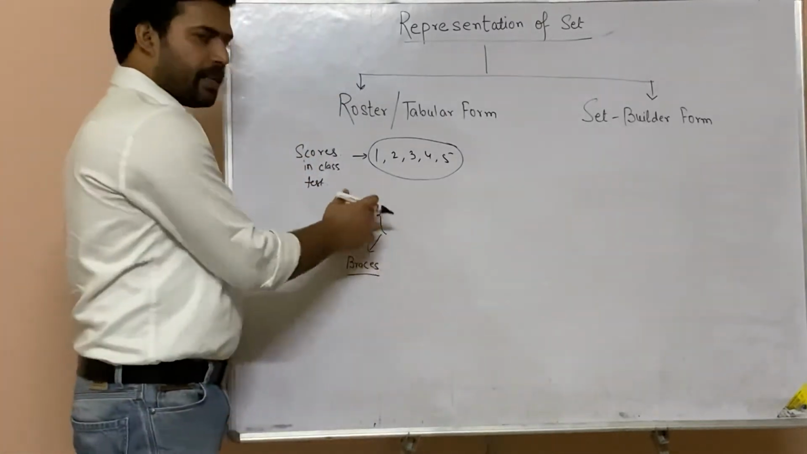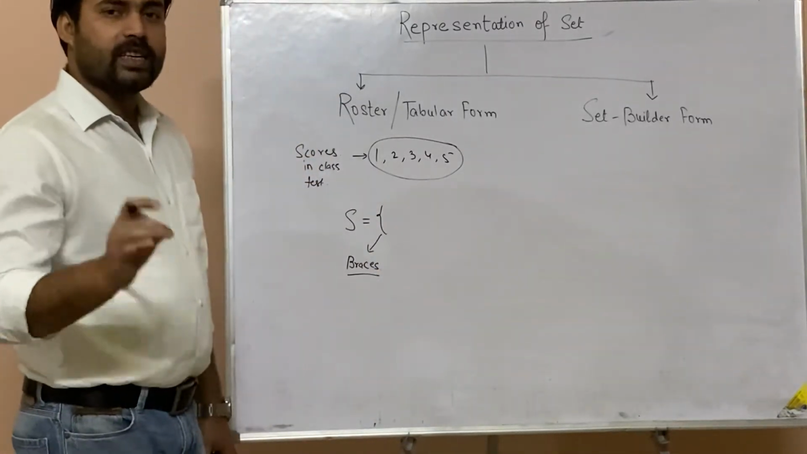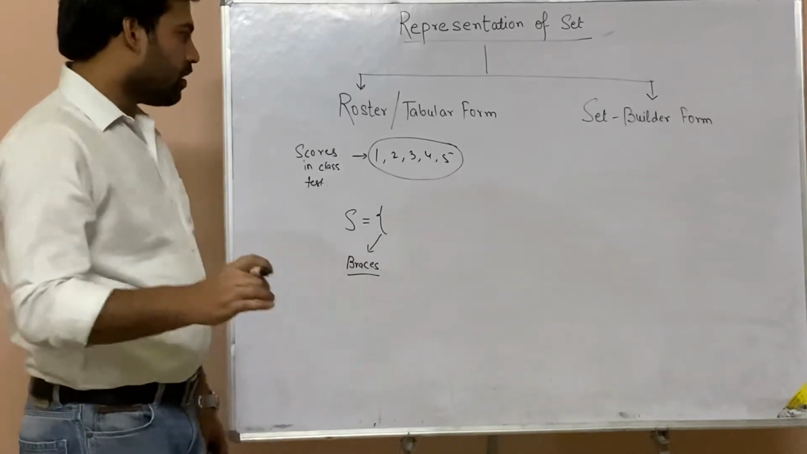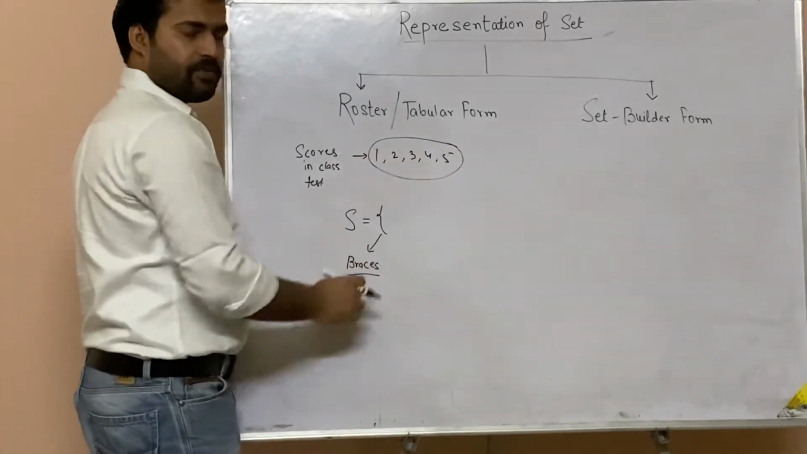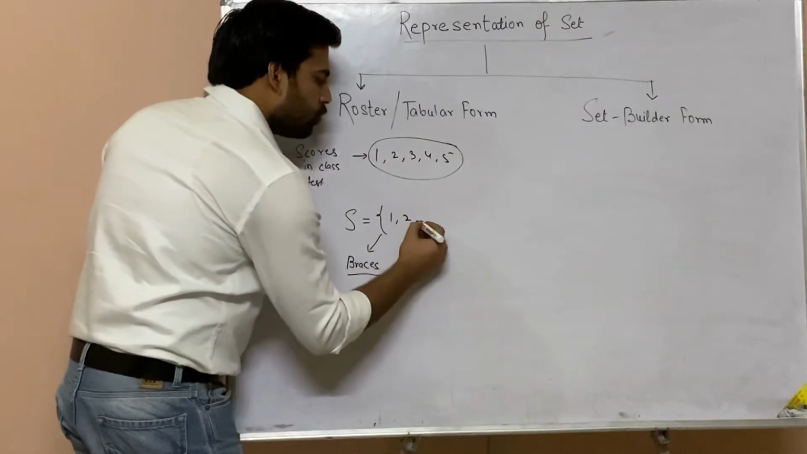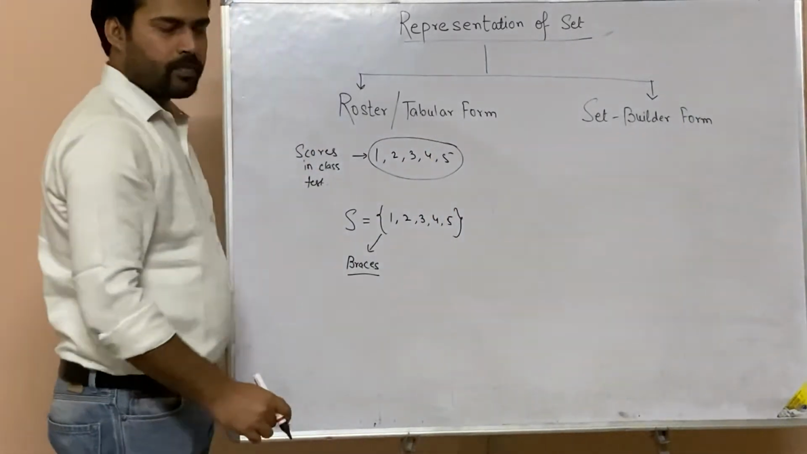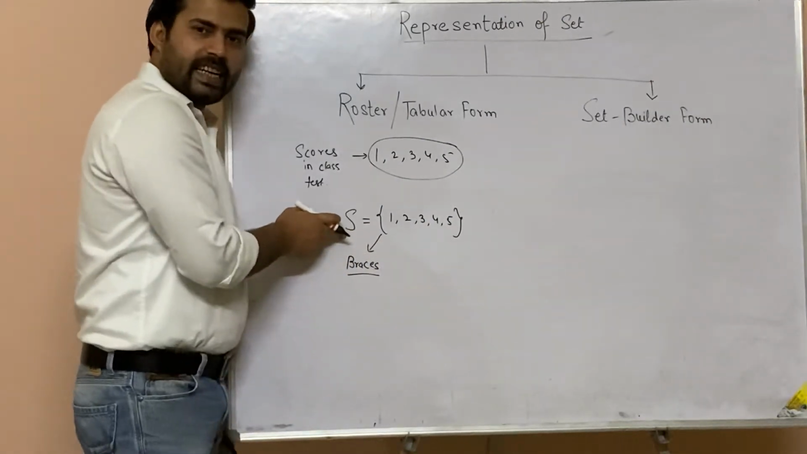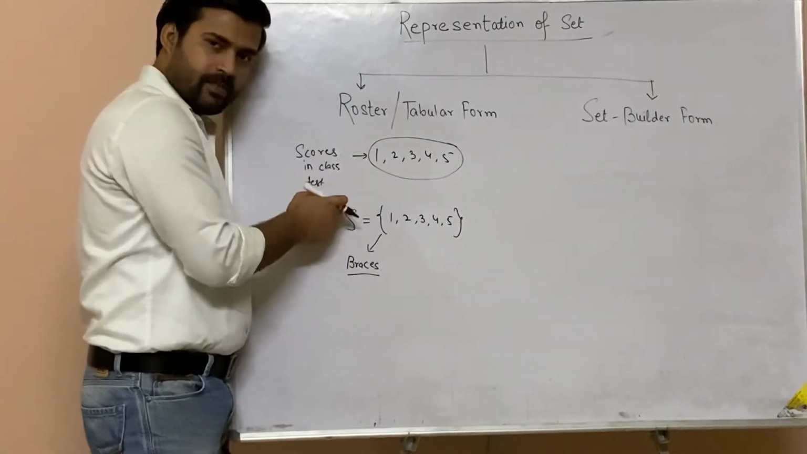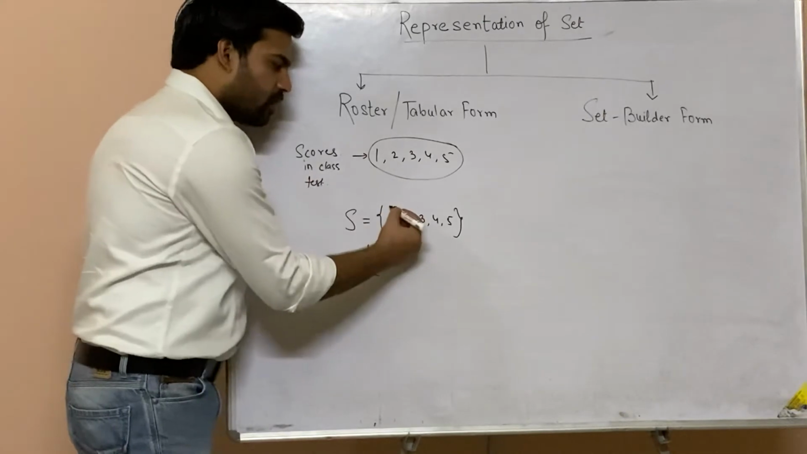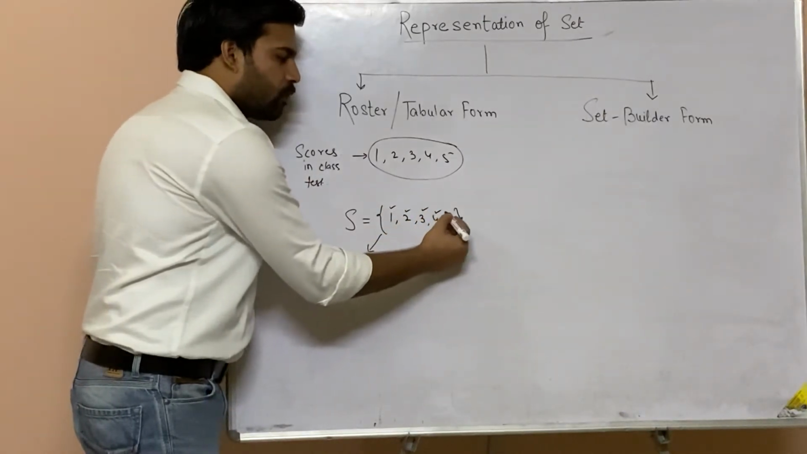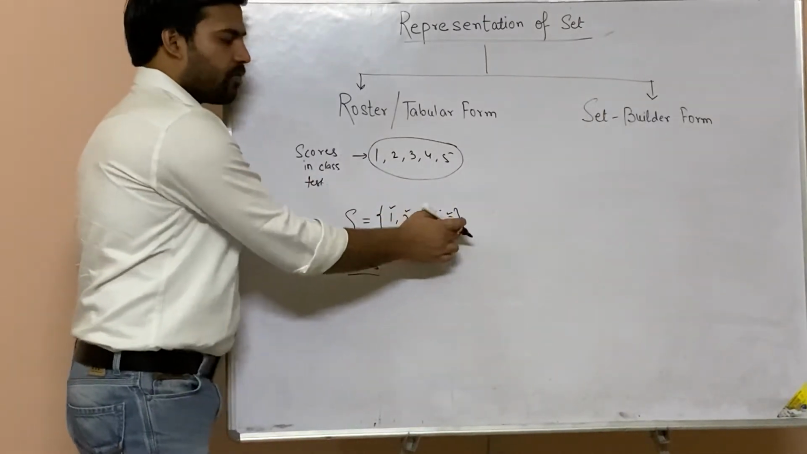So you will open the braces and inside the braces there would be what? The elements. Now what are the elements? 1, 2, 3, 4, 5. So you will write down 1, 2, 3, 4 and 5, and then you will close the brace. Now this is what? This is set S. This is the set, and this set is comprised of 5 elements. And what are the 5 elements? 1, 2, 3, 4, 5.